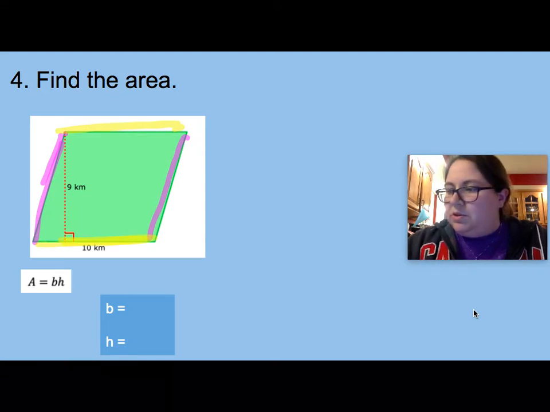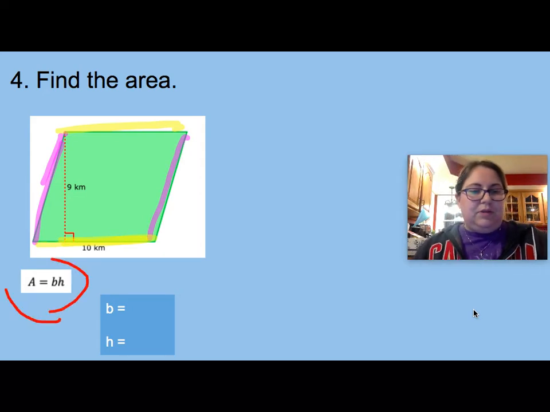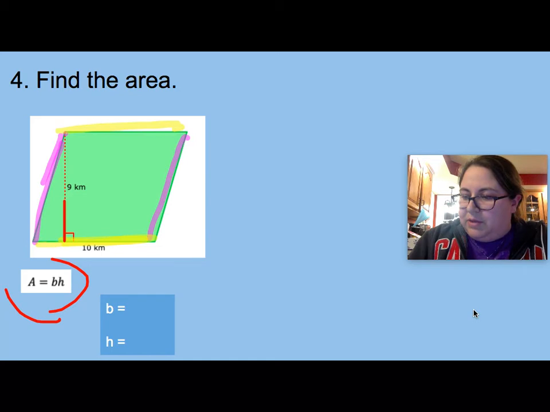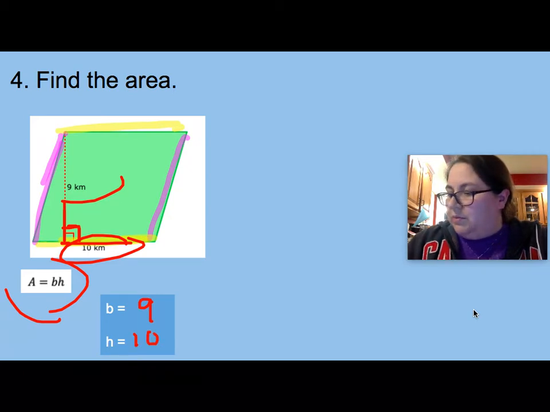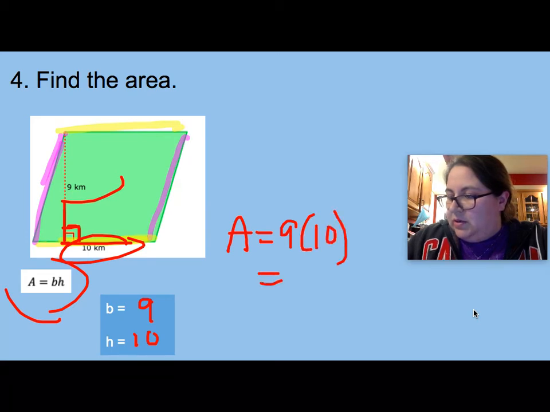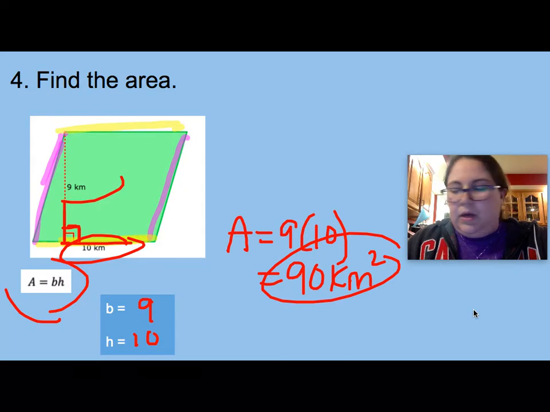So to find the area of this shape, we're just going to use base times height as our formula. Looking at this, I know my base and my height are connected by my right angle. So I know I've got 10 and 9. It doesn't matter which one's which, really, because you're just multiplying them together. So the area here is going to be 9 times 10, which is 90 kilometers squared.